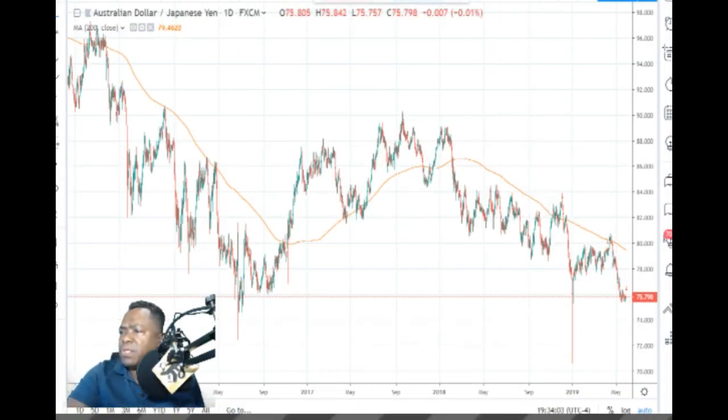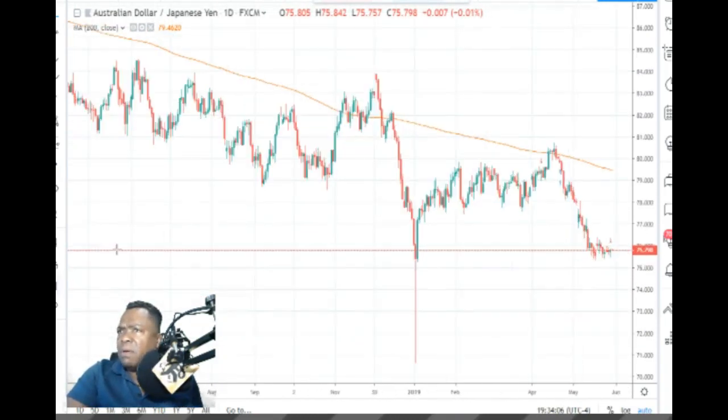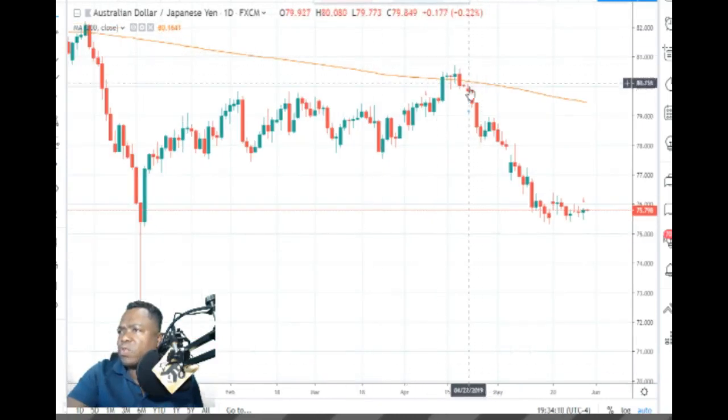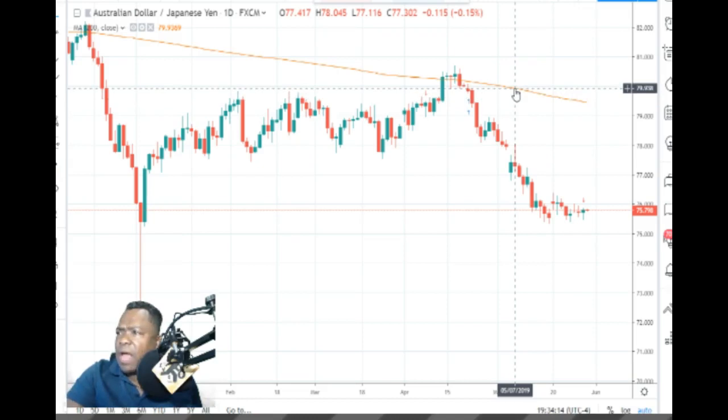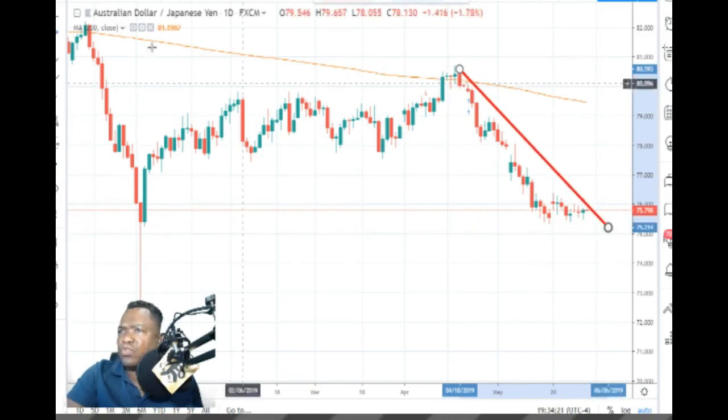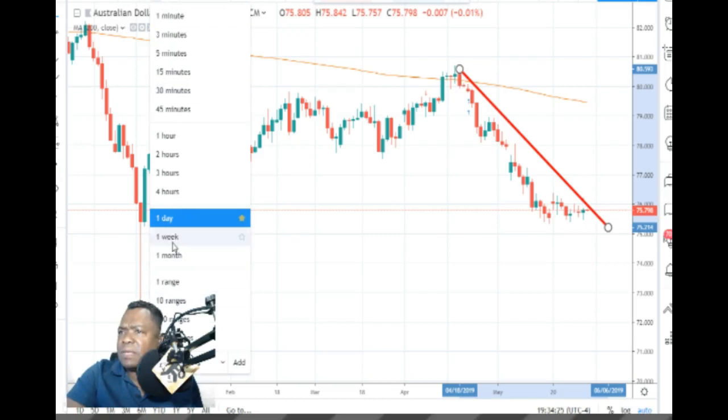Okay, so here's the Aussie yen, and this is a daily chart, and we can see we've been making lower swing highs and lower swing lows. This is the 200 simple moving average, and we can see that the yen has been strengthening. All right, we got a trend there. We can even go out to a weekly chart and see this as well.